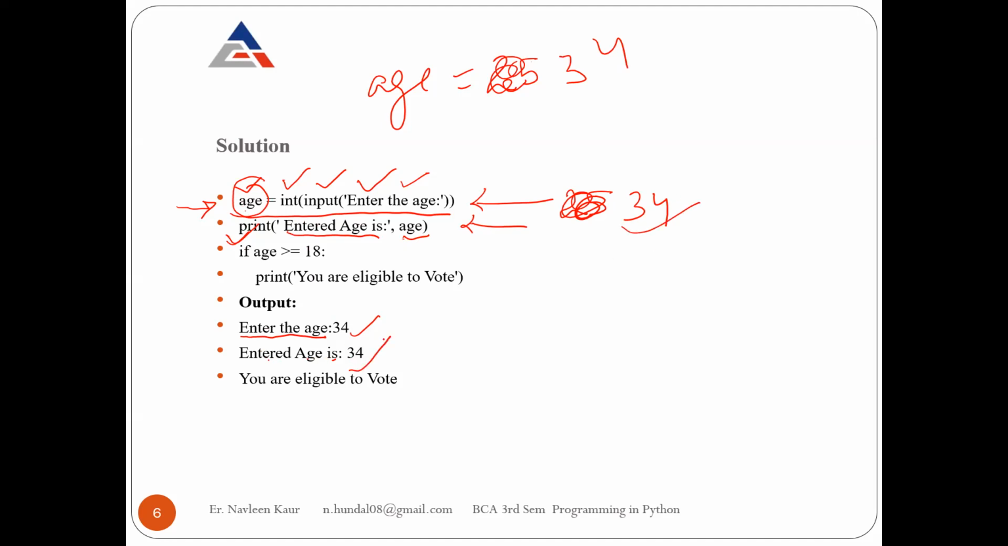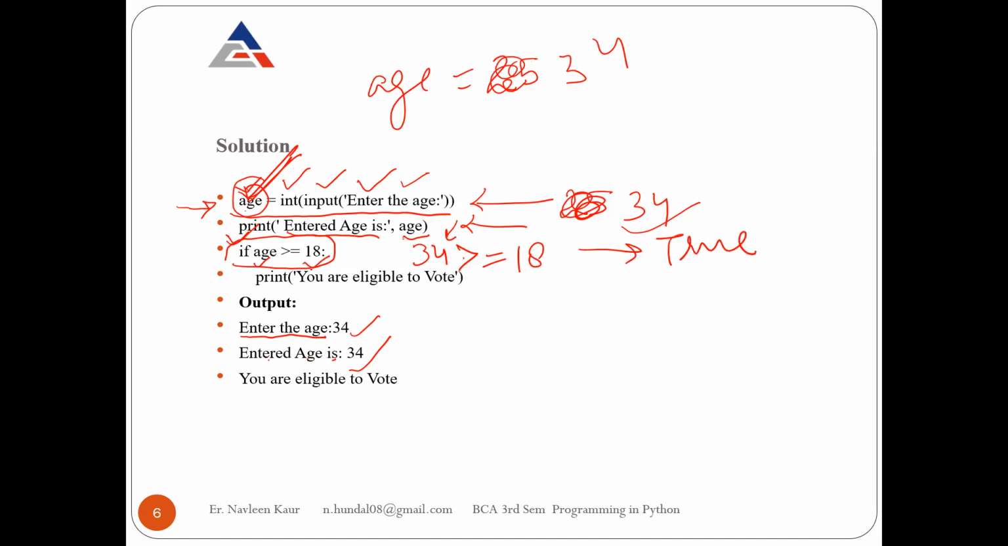Okay, now see where there is a condition. It says that if age entered by the user is greater than equals to 18. So you tell me, if the age entered by the user is 34, is it greater than equals to 18? Yes, it is greater than equals to 18. So this is the input of the user, and I am matching it inside the condition that 34 is greater than equals to 18, which is true.